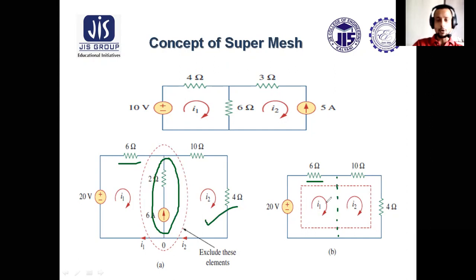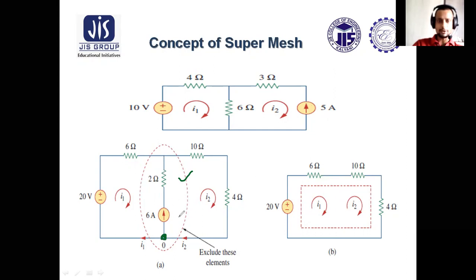Okay, now what will be KVL equation? 20 minus 6I1 minus 10I2 minus 4I2 equals to 0. Again, for this element, what can we write? If we apply KCL at this node, I2 equals to I1 plus 6.